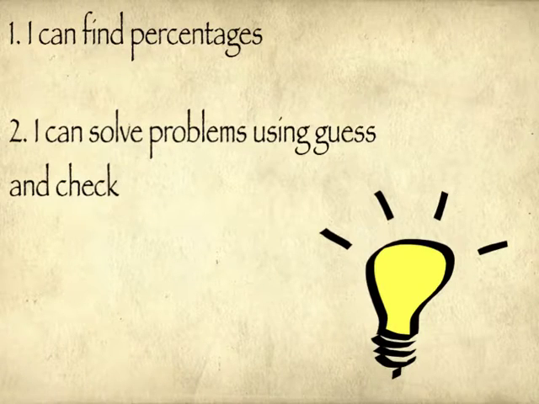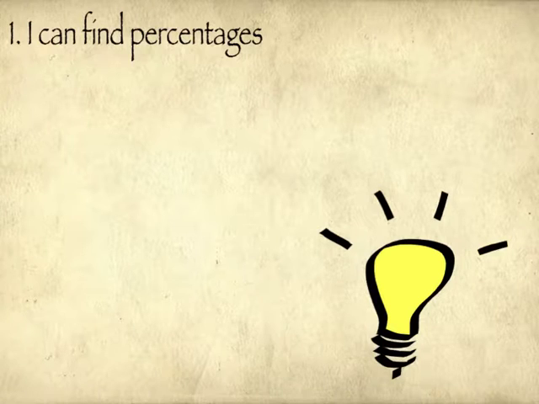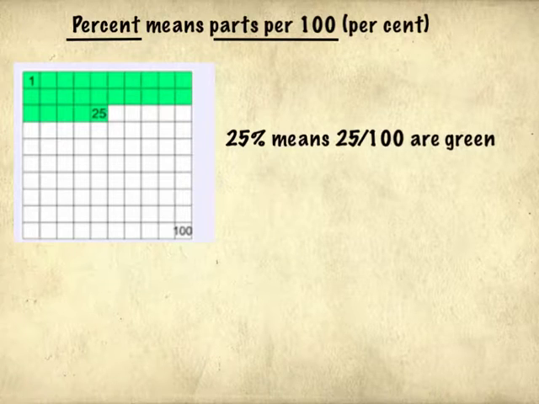Just 2 objectives today. We're going to find percentages and solve problems using guess and check. Let's start by finding percentages, which is just a fancy word that means the same as percents. Percent means parts per 100. You know per means each, and cent you've probably heard in century, or 1 cent is 1/100th of a dollar. So cent means 100. So percent literally means every 100.